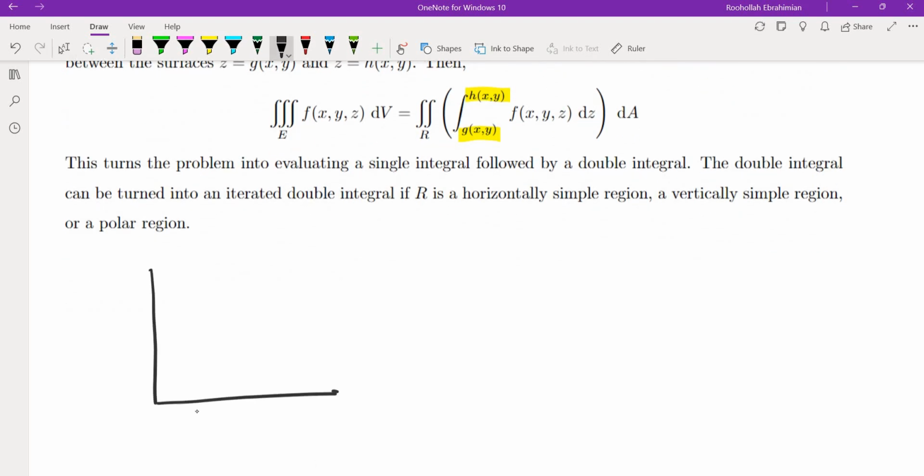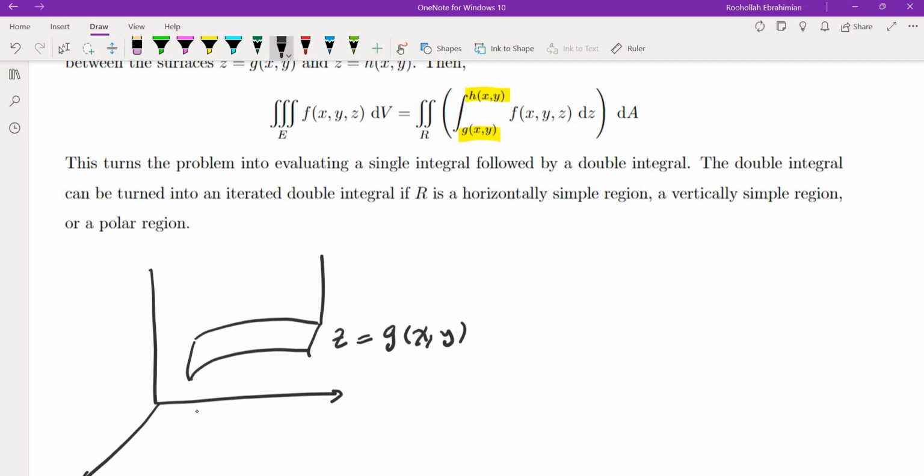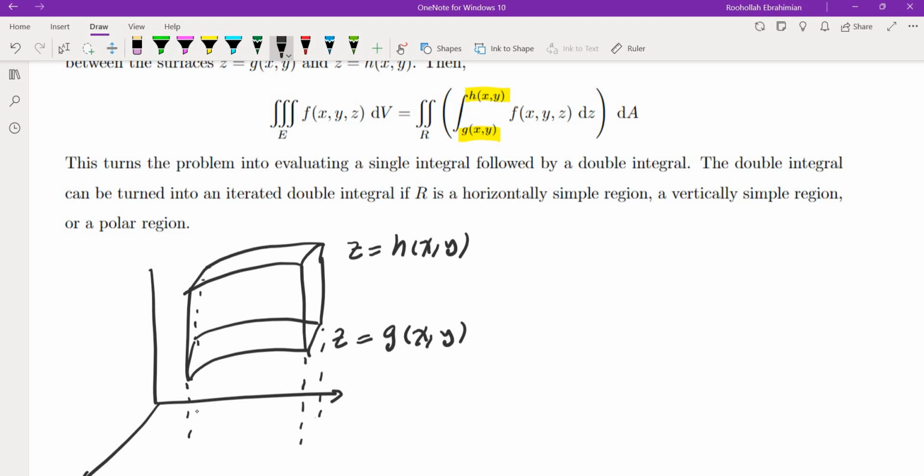So I have a solid E that is bounded below by some surface, z equals g(x, y), and above by some other surface, let's say z equals h(x, y). Then the projection onto the xy plane is some other region, and I call it region R. So this is the projection onto the xy plane.